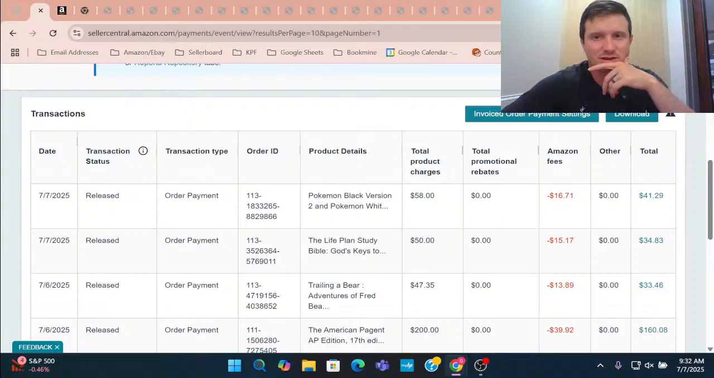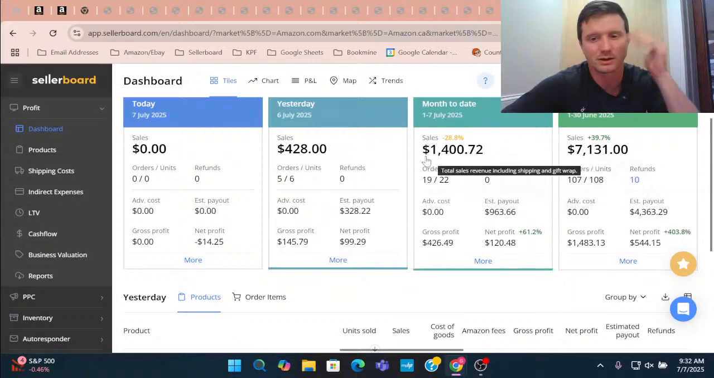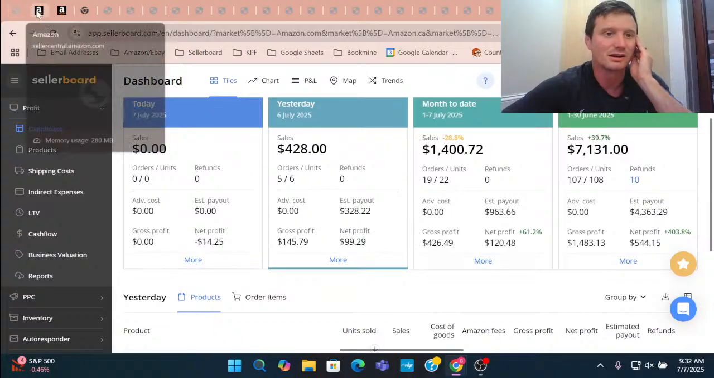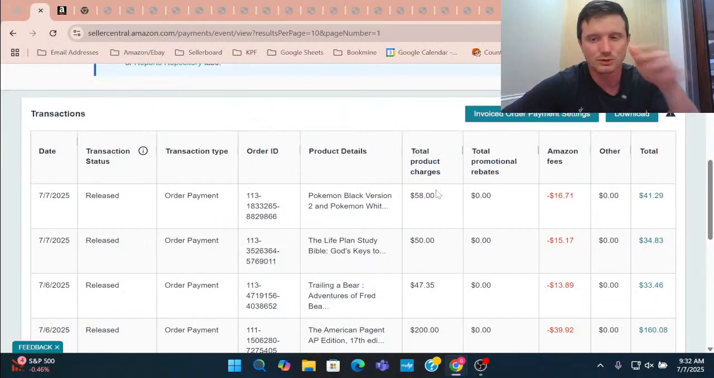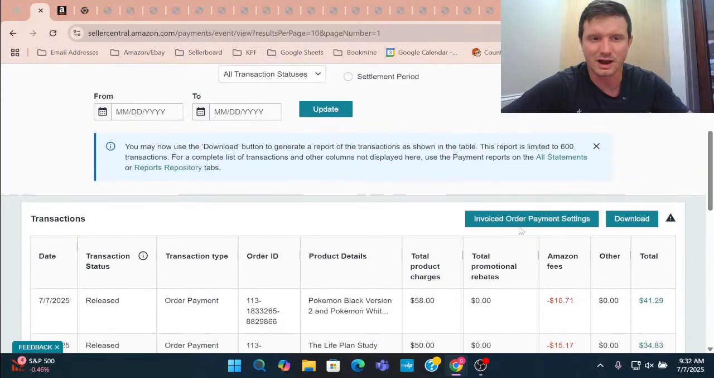The reason why I have Sellerboard is because it's really nice to look at like this right here. I can see, okay, this is the total sales I made. This is the total net profit that I've made for the month or the day. I can see it all clean. But if you're just wanting to fill in your Excel spreadsheet or something, this is a great way to do it too. All the numbers that Sellerboard's pulling are coming from right here. So it's not really like you have to have it.